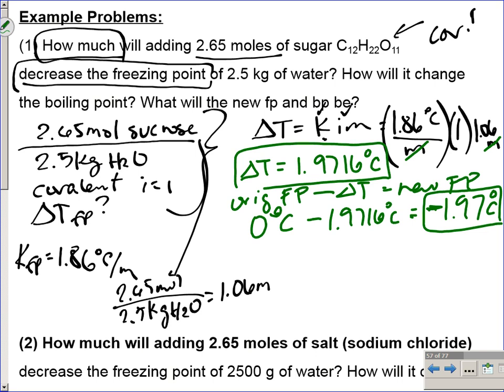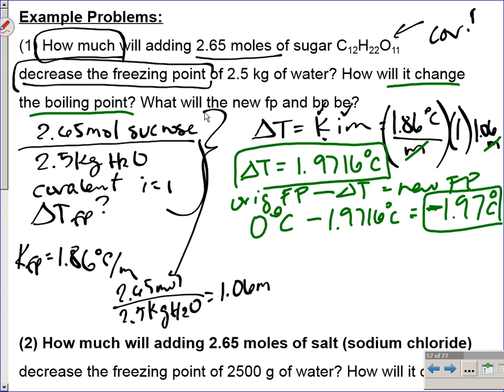So that's our freezing point one. Same story. Let's do it for the boiling point. How will it change the boiling point? You've got to tell me what's the only thing that's going to differ here. The K value, right, in our final temperature.